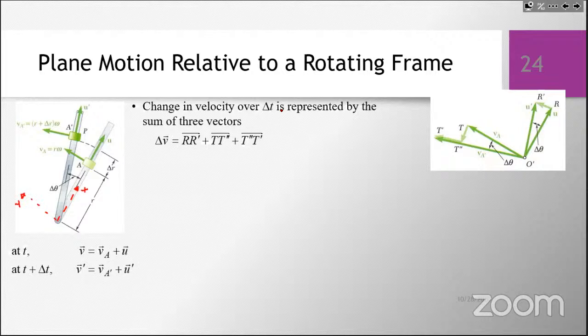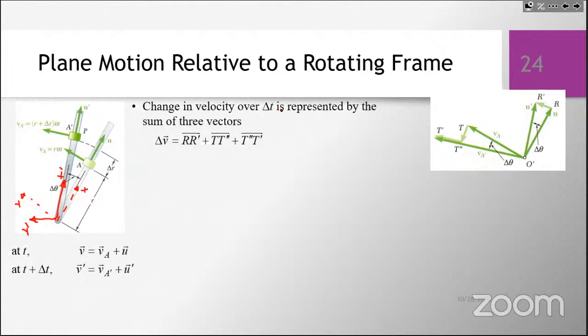That's my rotating frame. And then at some other point in time, now we're here. X prime and y prime, right? Remember, this rotates, right? And the angle that this is rotated through, we're going to call that delta theta.